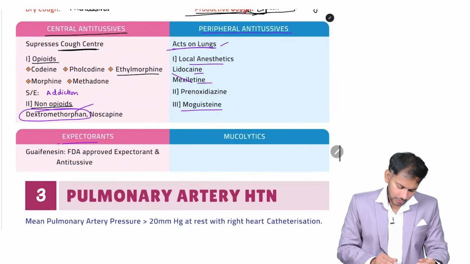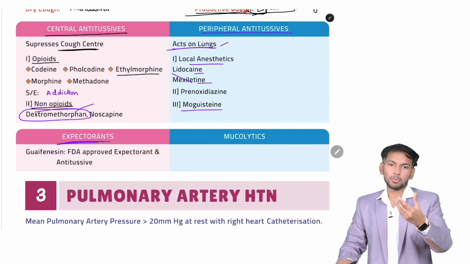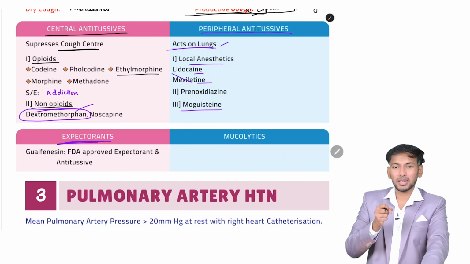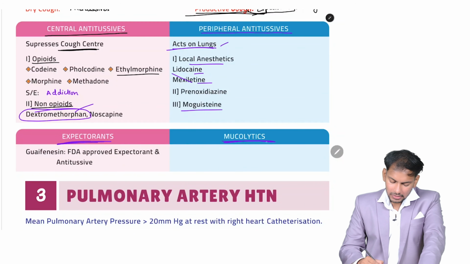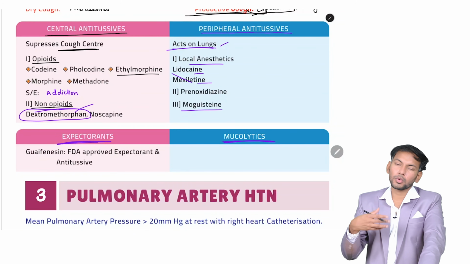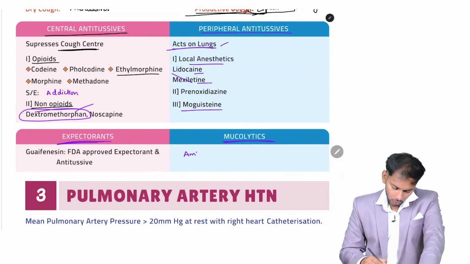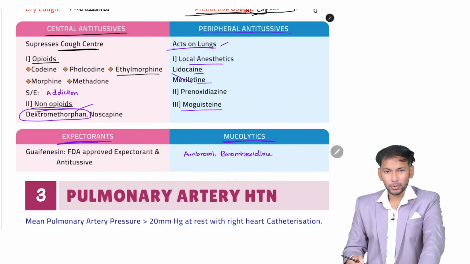Now coming to the expectorants, guaifenesin is the most important expectorant that I want you to remember. I told you it will cause bronchial contraction, so the sputum comes out easily. Mucolytics means it will break down the sputum, so it becomes easy for the sputum to come out. It is ambroxol and bromhexine. That's all. This is what I want you to remember.